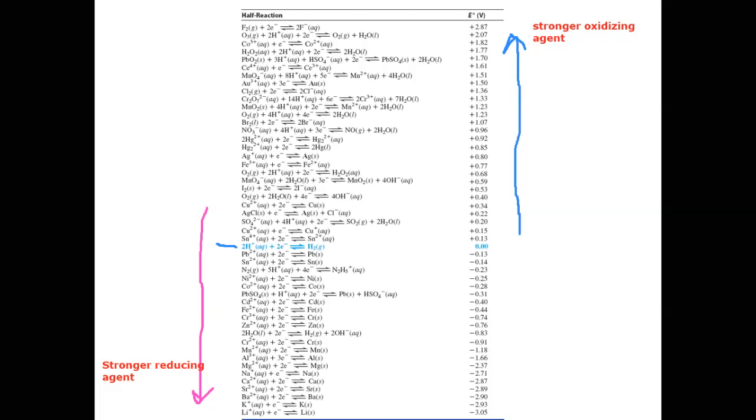So the products are reducing agents, the reactants are oxidizing agents. So the stronger reducing agent is lithium. The strongest reducing agent listed here is lithium. The strongest oxidizing agent is fluorine. So again, reactants are oxidizing agents in the cell reduction potential.